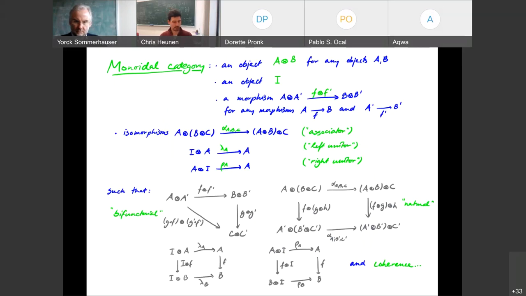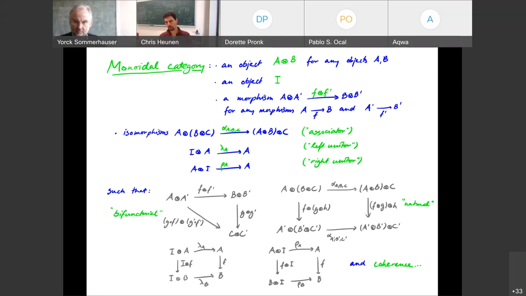The first thing I'm going to add is I'm going to not ask for a category, but a monoidal category. By this, I mean the following. If you have two objects, A and B, I want there to be a third object that is the objects A and B put together. I'll call it A tensor B. It doesn't have to be a tensor product, just any way of putting A and B together. Also, I want there to be a special object I that we'll call the tensor unit. If you think of A tensor B as the systems A and B put together, then you think of the tensor unit I as the empty system.